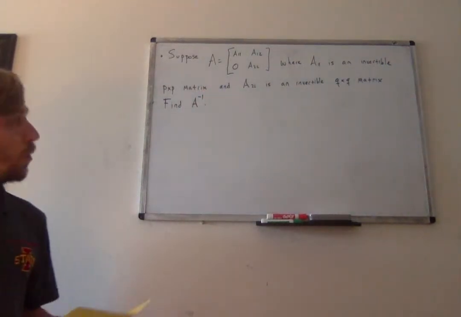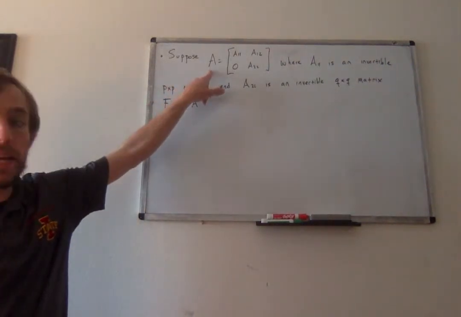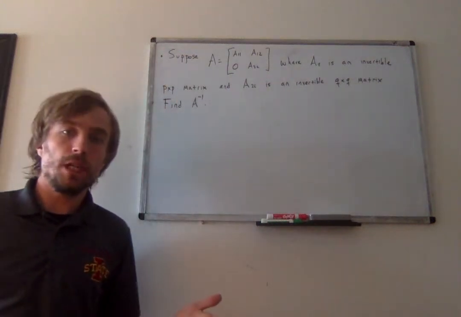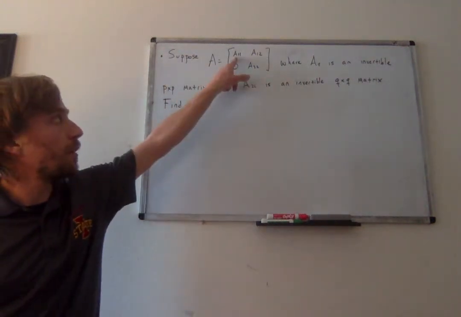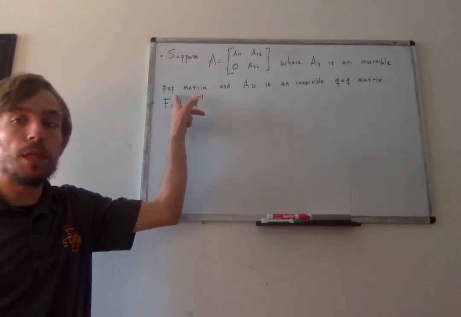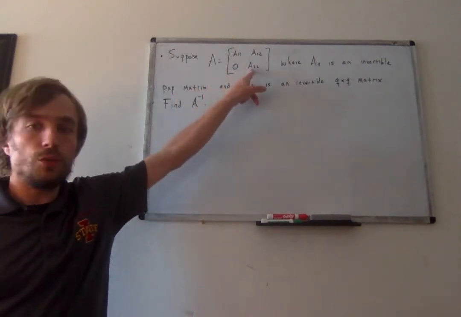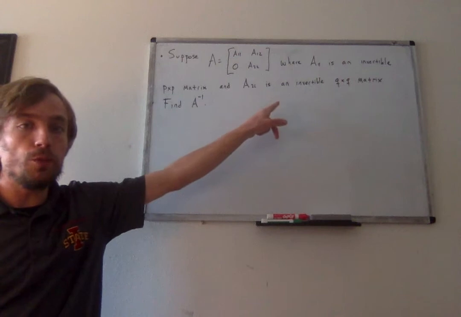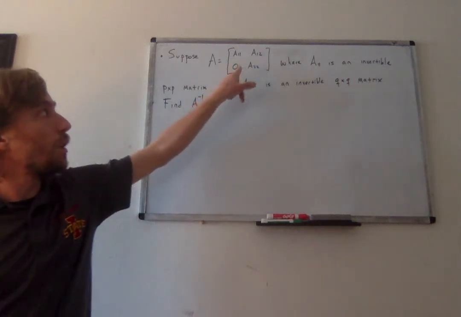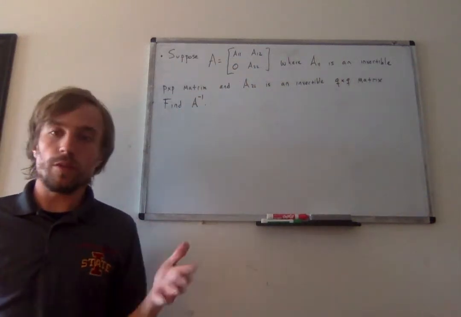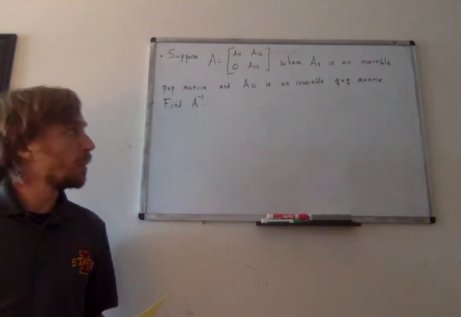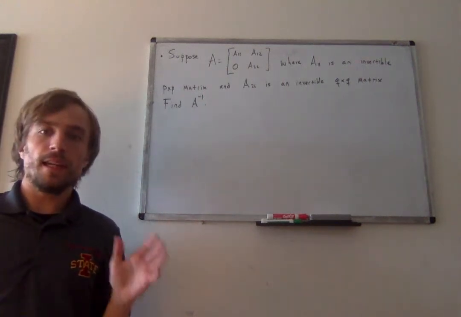So we have been given a matrix A defined as a 2 by 2 block matrix again. And so here I've got A11, which is an invertible P by P matrix, A22, which is an invertible Q by Q matrix, and A12 and the zero matrix, just rounding off the other two blocks. We're tasked with finding A inverse.